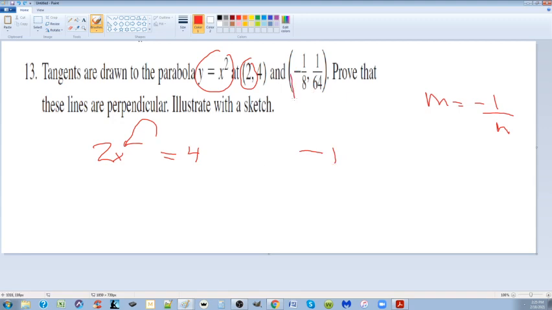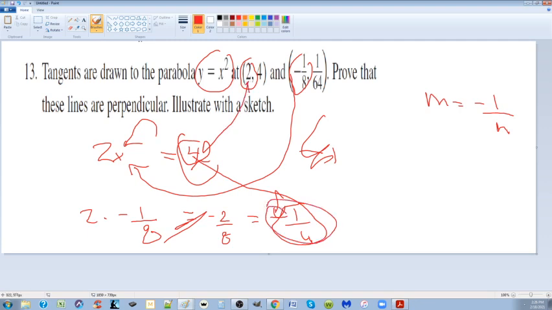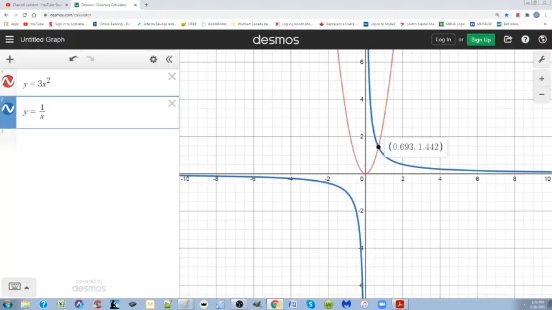So let's see. Let's put minus 1/8 in here. And 2 times minus 1/8 is equal to minus 2 over 8, which is minus 1 over 4. So sure enough, this is the reciprocal and reverse sign of that. Therefore, since this is the slope at this point and this is the slope at this point, and they have reciprocal and opposite sign slopes, they are indeed perpendicular. That's the definition of perpendicular. One slope is the reciprocal opposite sign of the other. Okay.